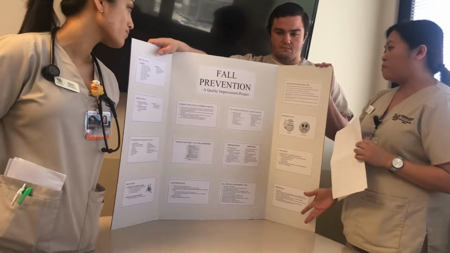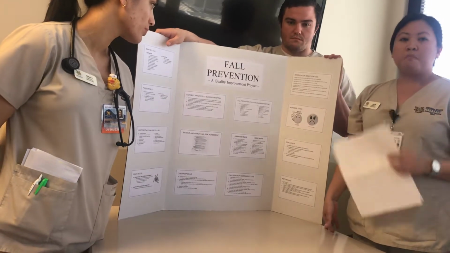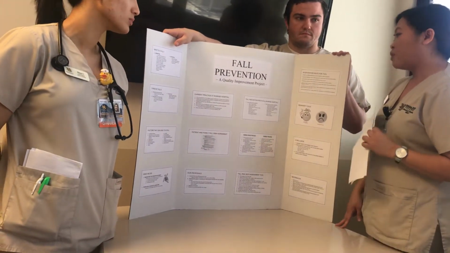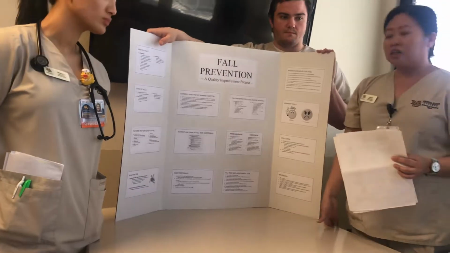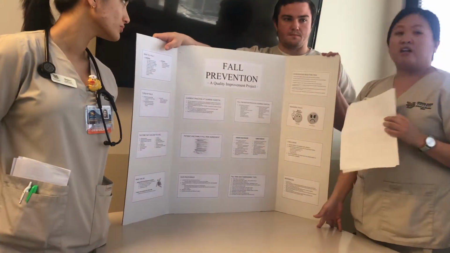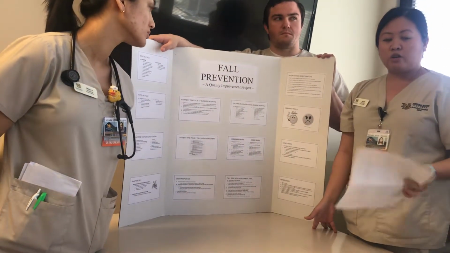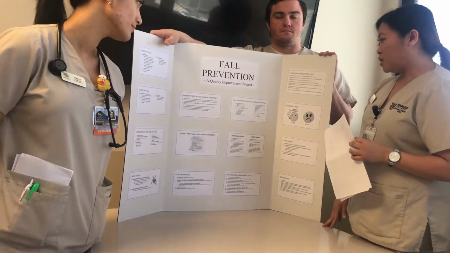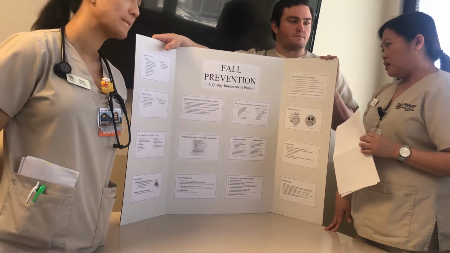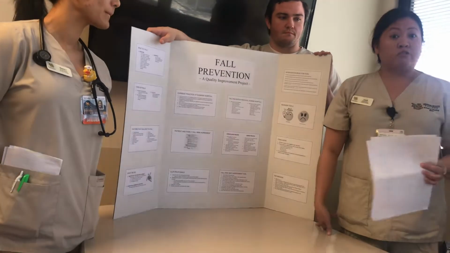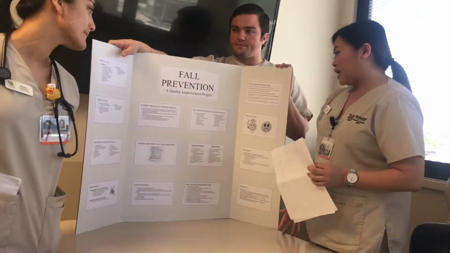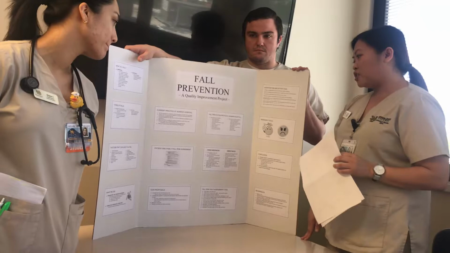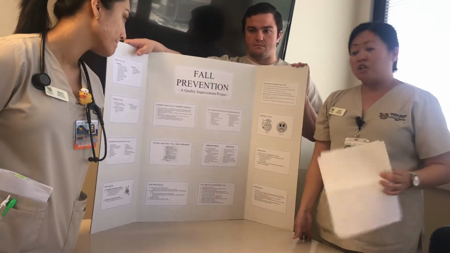The interventions for all patients include bed in the lowest position, brakes applied and making sure that they're locked. The call light buttons, we have to make sure they're within reach. Educate patient and family on safety techniques. Make sure that all rooms are obstacle free. Appropriate lighting, minimum noise, and orient the patient to their room and surroundings.